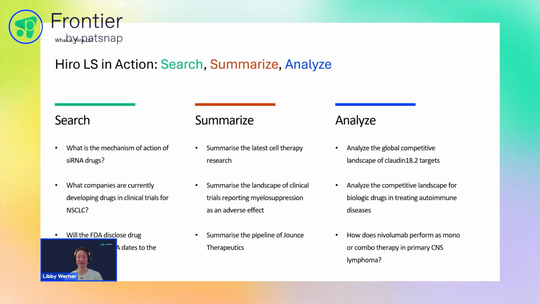You might ask Hiro LS for assistance in conducting and refining a topic of research. Maybe you want to refine your initial query, or maybe you want to probe the boundaries of a particular topic of interest and understand what the field looks like that you should really be considering. You can also ask Hiro to summarize existing data within defined parameters that are important to you. And you can ask Hiro to analyze a particular topic of interest, right?